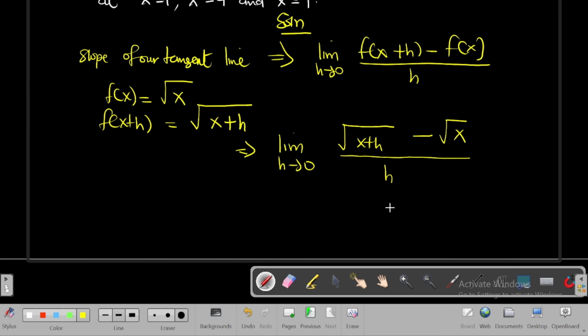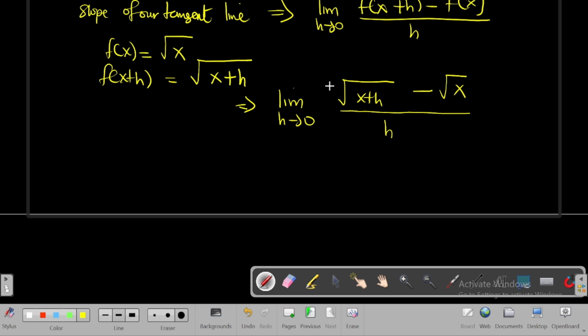Now to solve this, if you notice the square root, you realize that we can only solve this particular algebraic expression by rationalizing the numerator. All right, so to rationalize the numerator, I will multiply both sides by the square root of x plus h plus the square root of x, because for the rationalization form of the minus, you bring the plus, right?